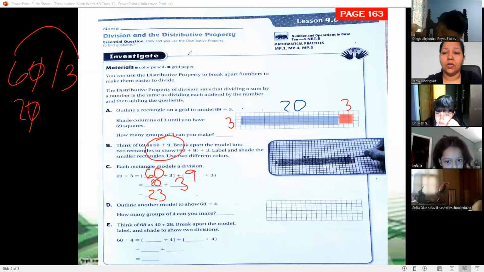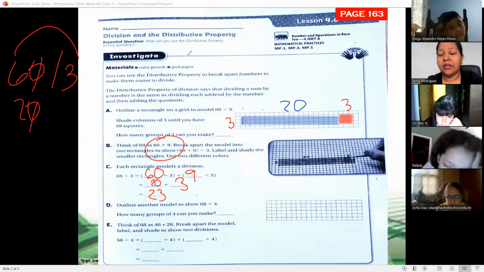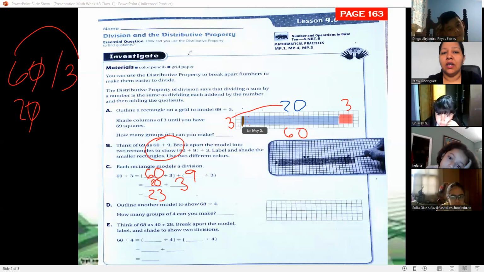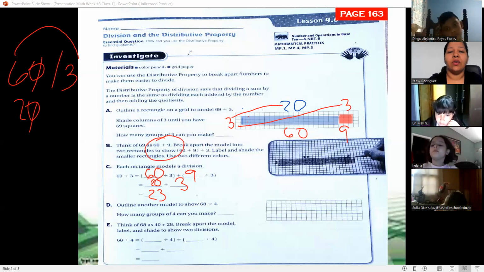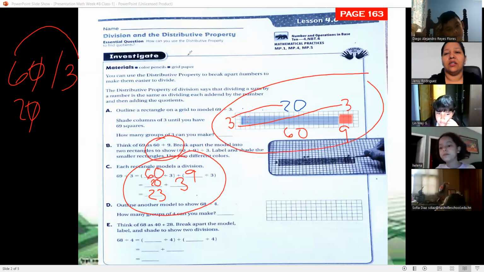Why is it 20? Because if you have 1, 2, 3 rows of 20, in this grid that I have here, in this way I can have 60, because 3 times 20 is going to be 60, and 3 times 3 is going to be 9. So that is enough. So we can do it in a very easy way using the grid, or you can do this, or you can do this, okay?